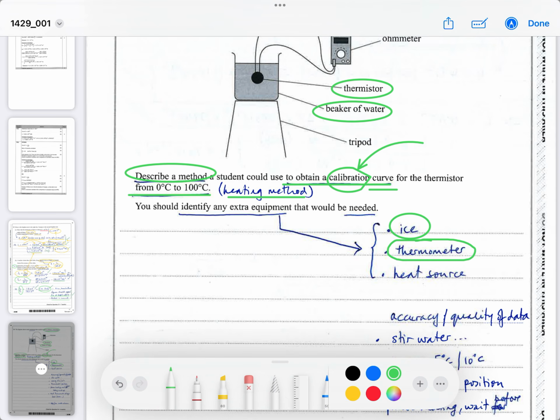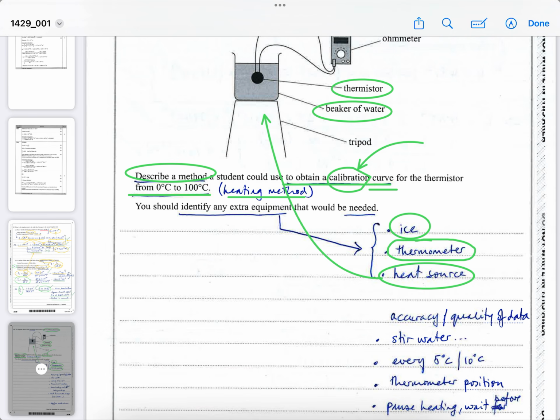Yeah? You would need a heat source. They haven't put a heat source. The heat source would need to heat up the water. Okay? So those are 3 things you can identify, any equipment, straight away.